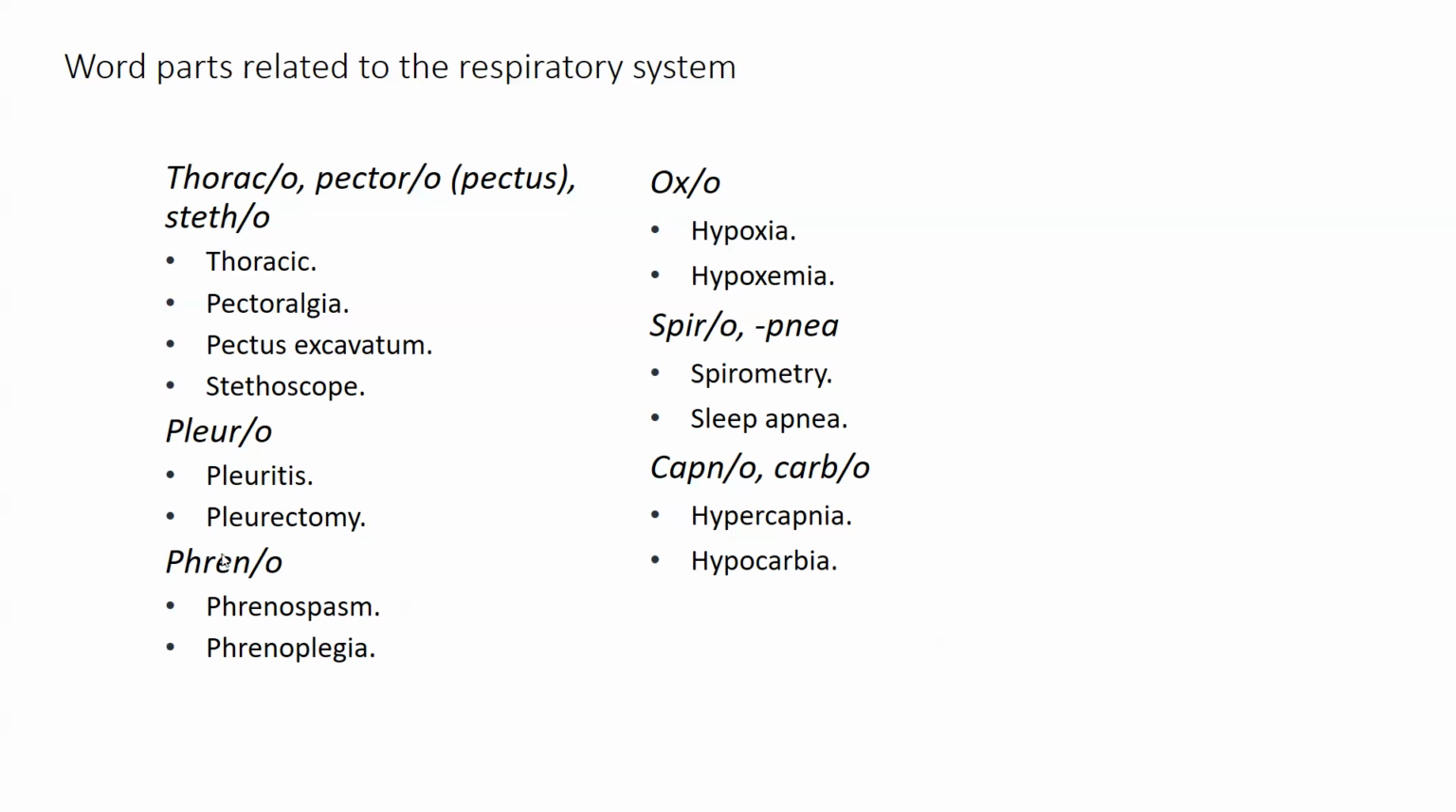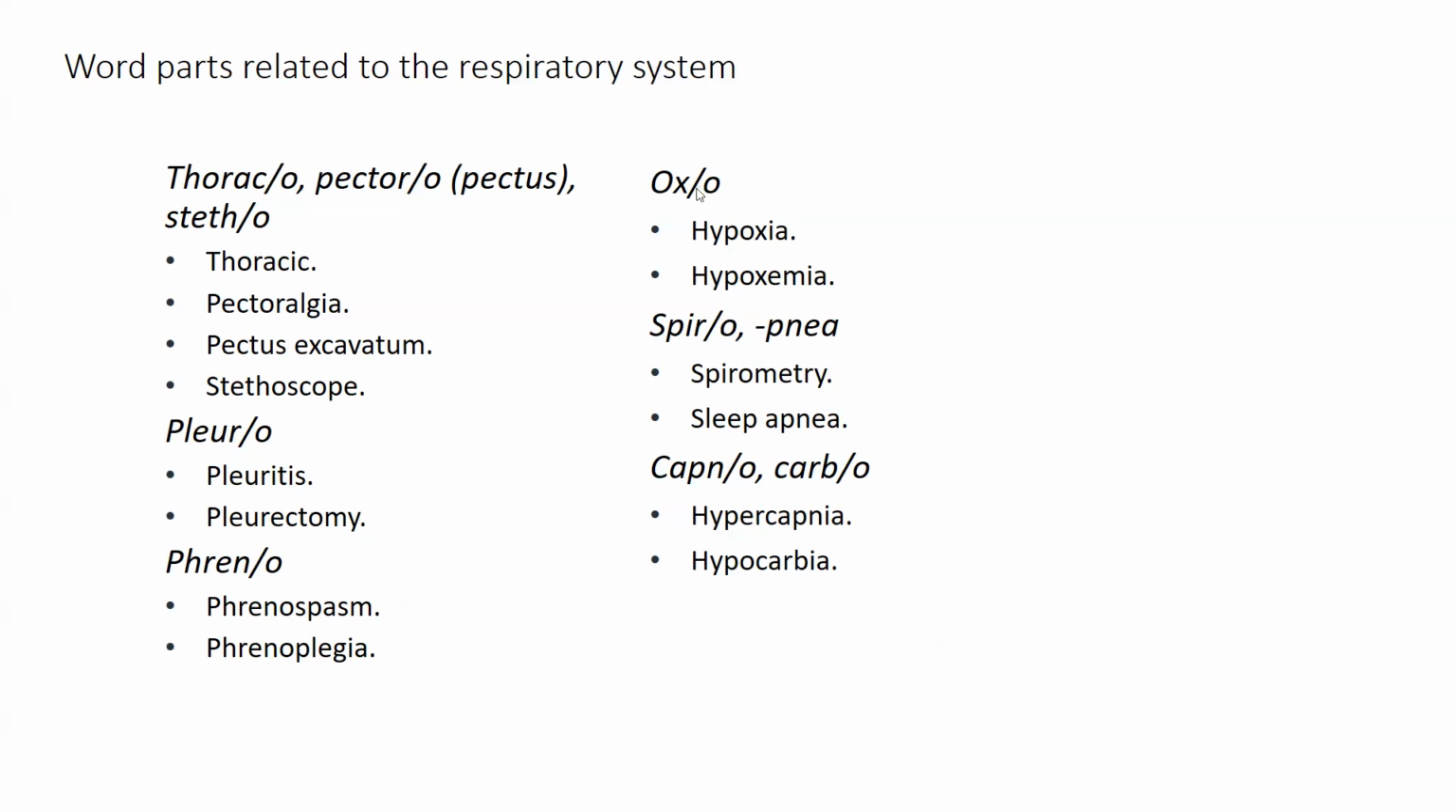Phreno, as we saw in the nervous system chapter, comes from the Greek for the seat of emotions, which they felt was in the chest, kind of like we think of our emotions coming from the heart. So phreno really meant near the heart. And in the context of the respiratory system, phreno refers to the diaphragm, which sits at the very bottom of the thoracic cavity. So a phrenospasm is a hiccup. It's a muscular contraction of the diaphragm. Phrenoplegia would be a paralysis of the diaphragm, making breathing extremely difficult because that is the main respiratory muscle that contracts to draw air into the lungs.